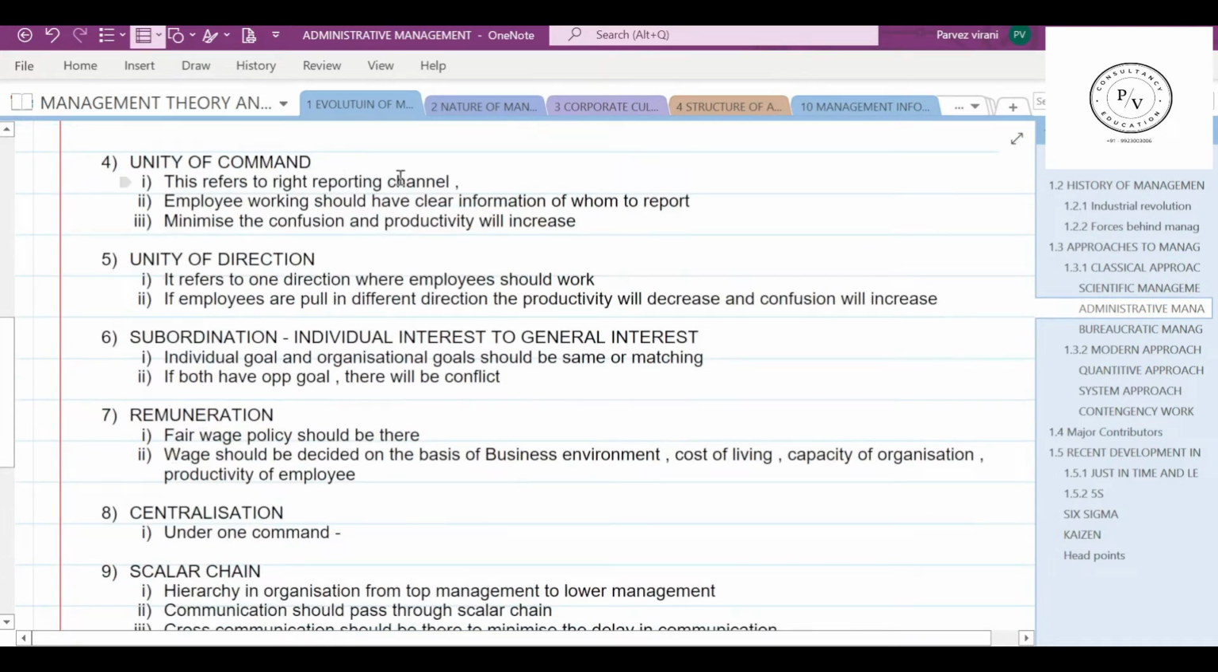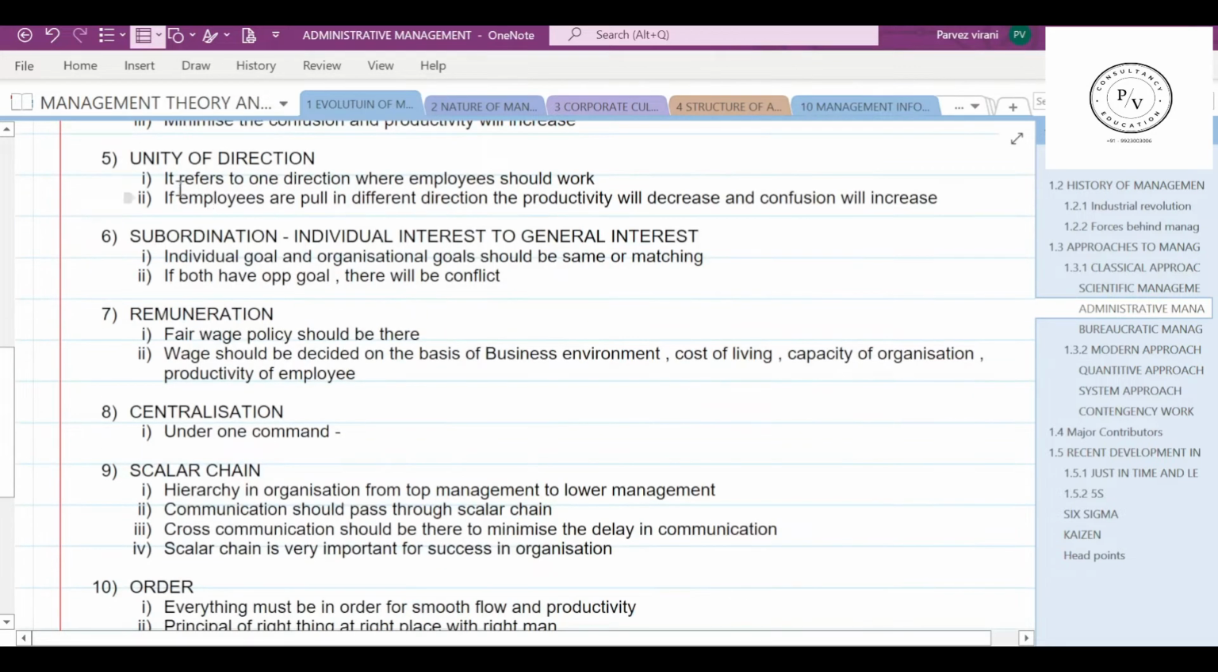This refers to the right reporting channel. Employees working together should have clear information of whom to report, minimize the confusion and productivity will increase. Unity of direction. It refers to one direction where the employees should work. If the employees are pulled in different directions, the productivity will decrease and the confusion will increase. Subordination of individual interest to general interest. Individual goals and organization goals should be same or matching. If both have opposite goals, there will be a conflict.